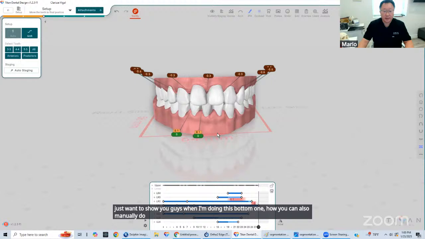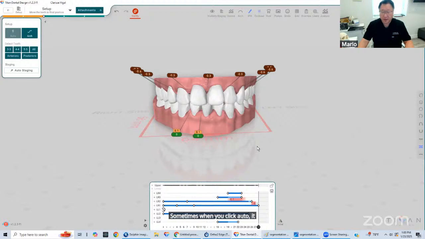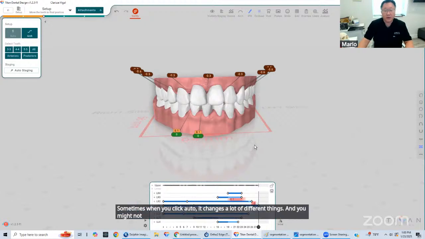You don't always have to click the auto, because sometimes when you click the auto, it changes a lot of different things, and you might not want that. Or what you can do is click the auto correct, okay? And after you do the auto correct, if you don't like it, you can do reverse, and then you can play with it on your own.